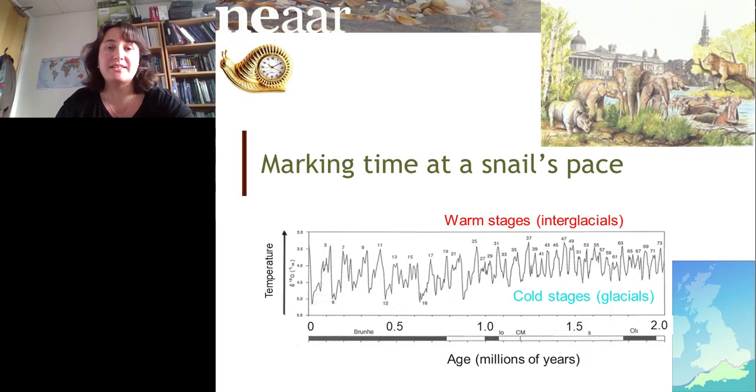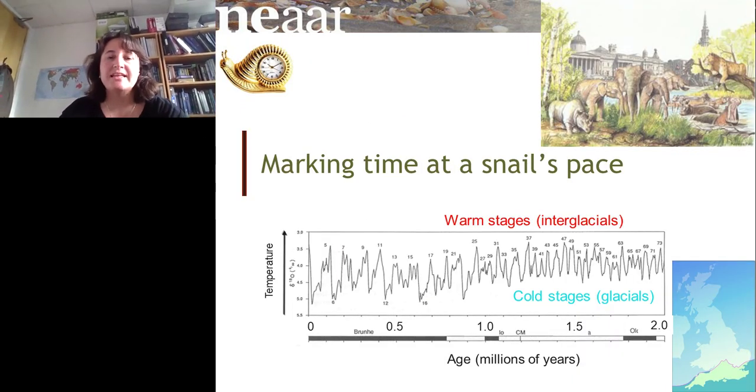So, marking time at a snail's pace. Now, the time period that we're in at the moment is called the Quaternary time period, and it's characterized by these big swings in climate from very warm stages that we have today, so-called interglacials, to very cold stages. And the impact this has on the globe and particular regions of the globe is immense.